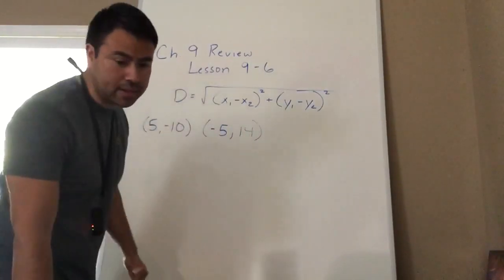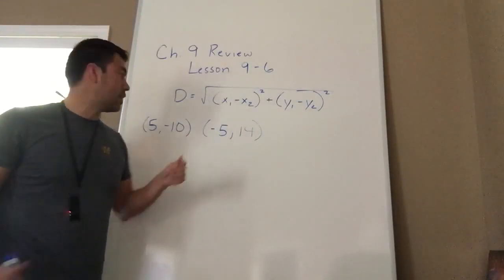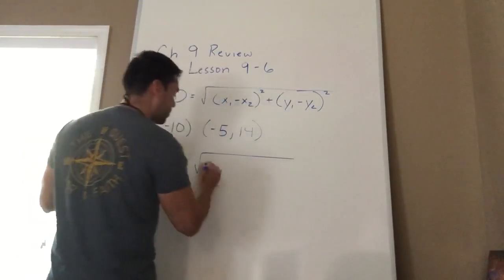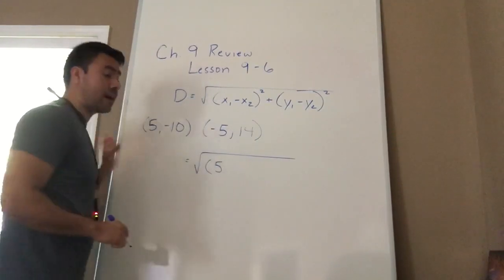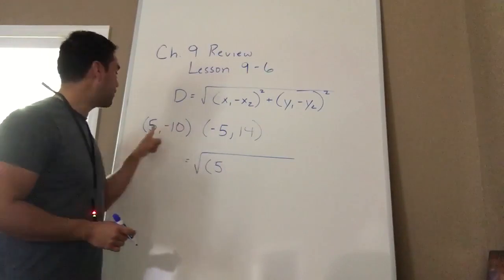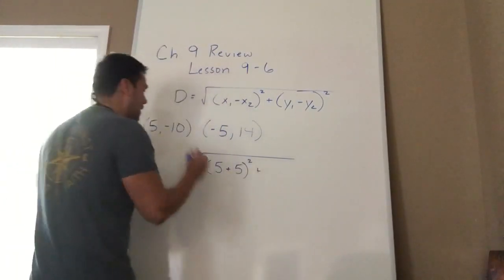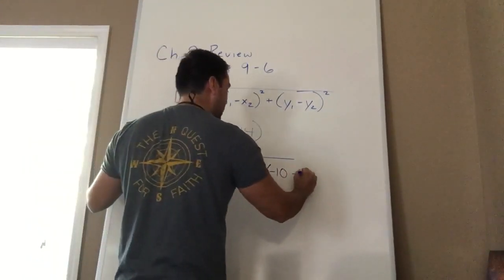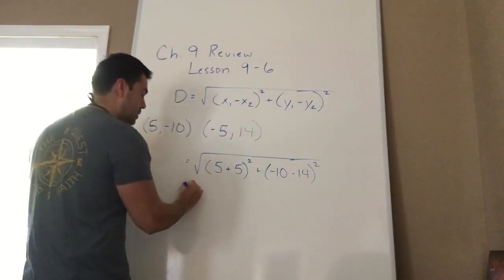So they give you 2 points and they ask you, all right, what's the distance between these 2 points? So I'm going to put the numbers where they belong, and I'll start working it down here. So x sub 1 is 5. x sub 2 is -5. So instead of saying 5 minus -5, I say 5 plus 5 because that's adding the opposite. And then -10 minus 14. I'm going to leave it like that. -10 minus 14 squared. And then I'll keep simplifying that.